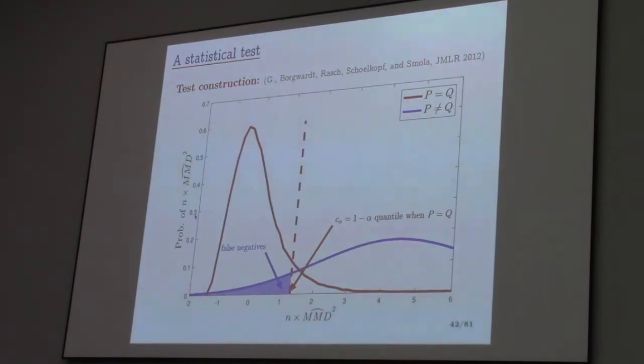What is this blue area? Well, this is my probability of false negatives, and I'm going to return to that later. But if P and Q were different, that area represents the probability that I make the mistake that I think they're the same.